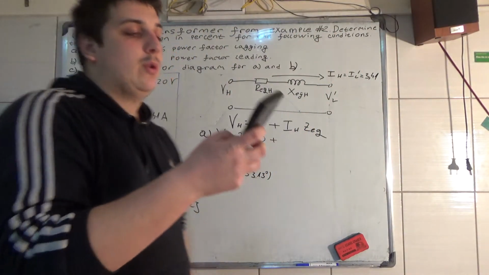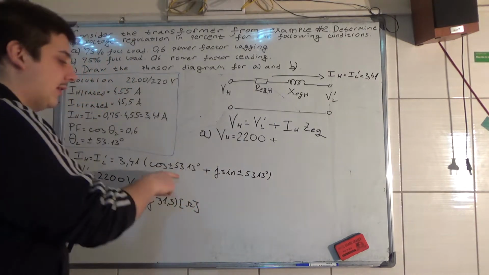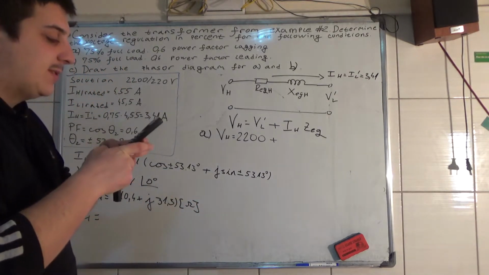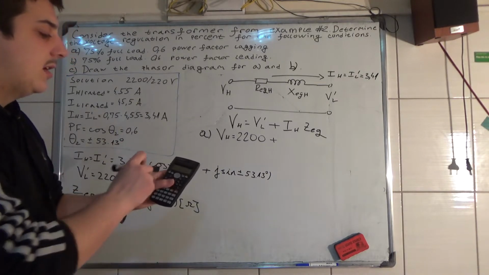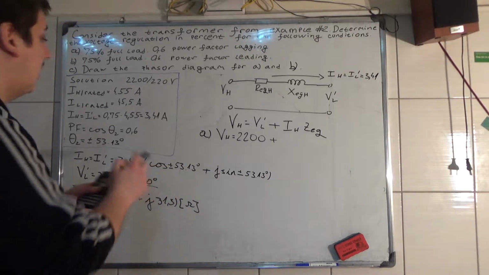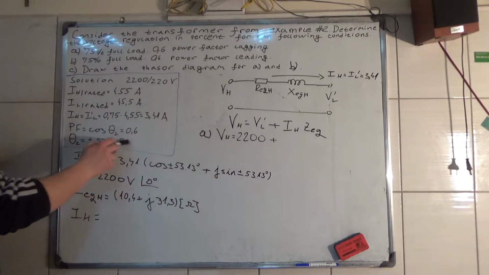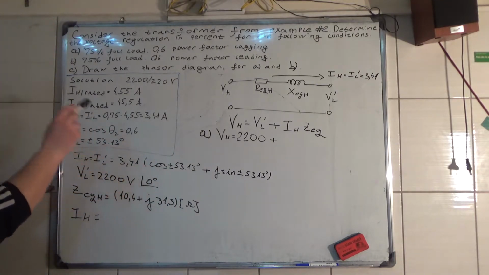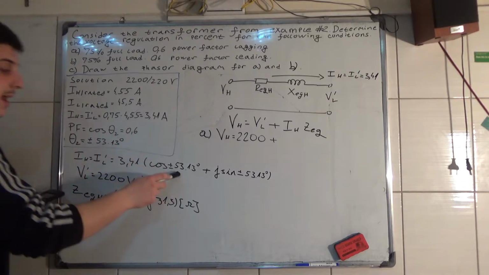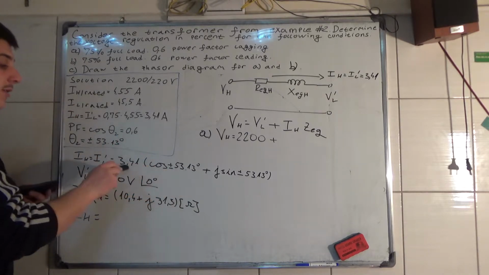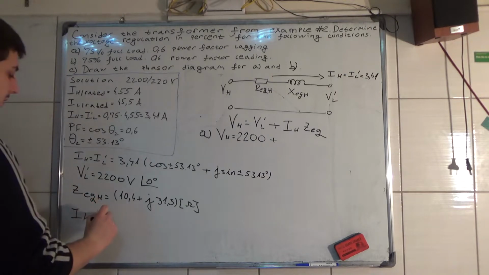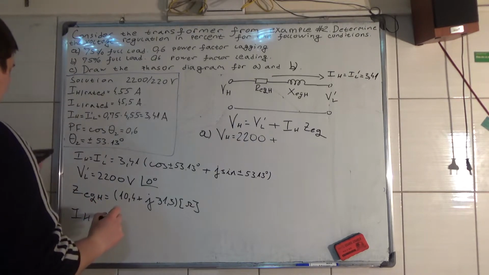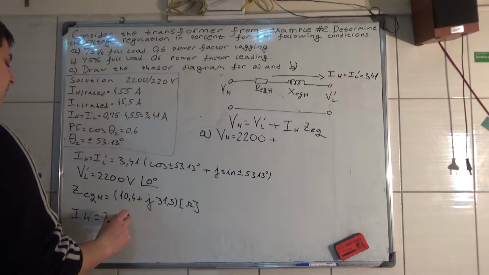Now you just use a calculator. First, I calculate the cosine of minus 53.13 degrees. I get a 0.6 value, and then I multiply it by 3.41, and that is 0.064.